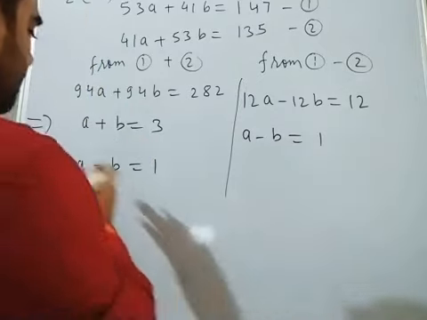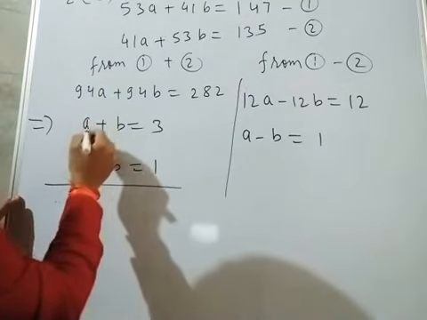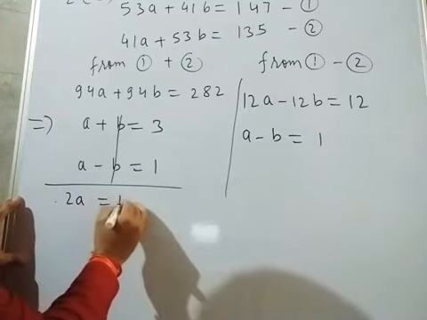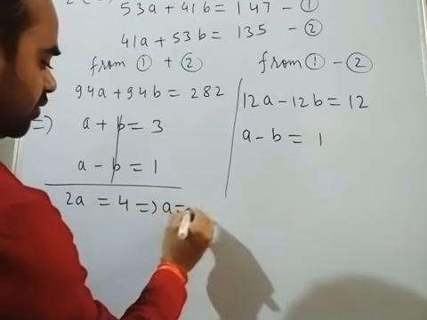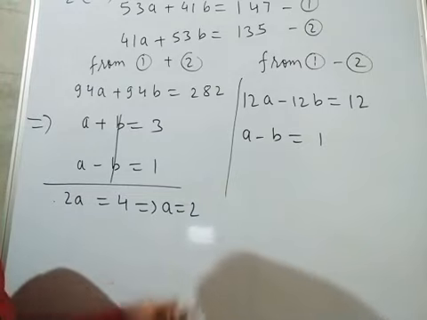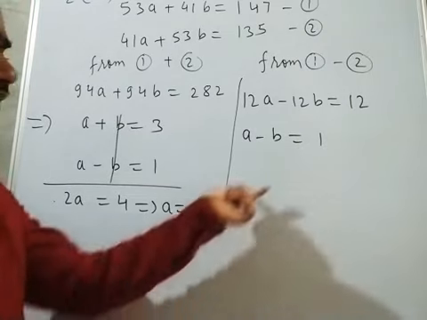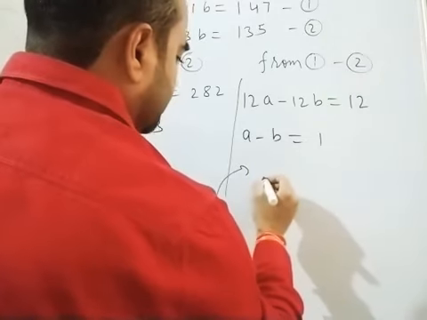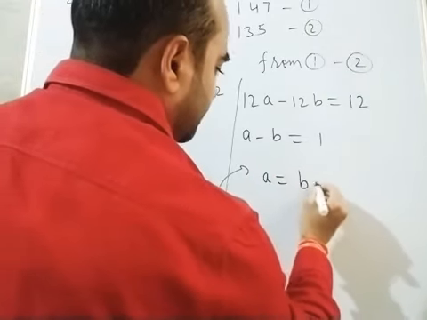Clear? Done. Now add both the equations. When we add, this will become 2a, plus b minus b cancelled, is equal to 4. It means a is equal to 2. Now if a is 2, how will you calculate b? Here a minus b is equal to 1. It means we can write a is equal to b plus 1.